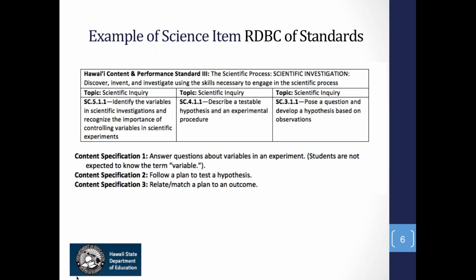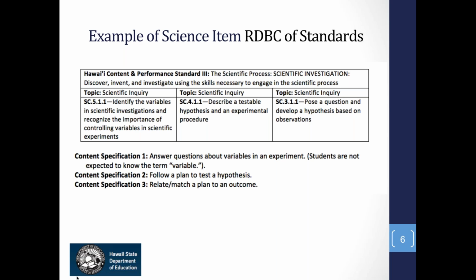So we don't have the ELA and math examples anymore, but this is an example of a science item that's been reduced in depth, breadth, and complexity from a grade level content standard in science. So the science standard is to discover, invent, and investigate using the skills necessary to engage in the scientific process. And that's mapped out into 3 different grade levels, as you see, 5, 4, and 3. The content specification 3 typically relates to the lowest grade level, and the content specification 1 typically relates to the highest grade level, and 2, of course, the grade level in between.